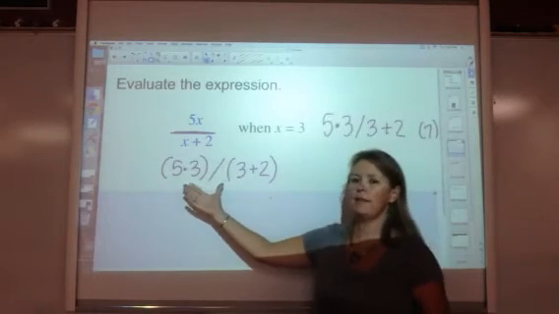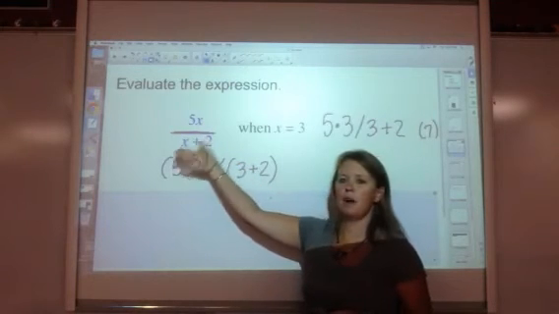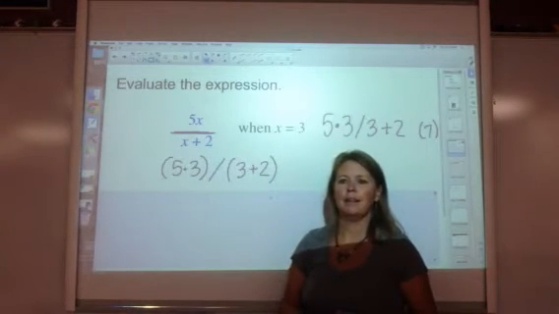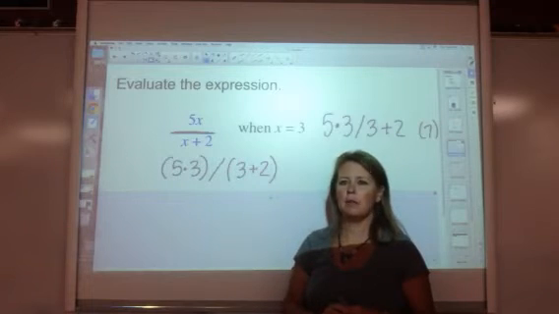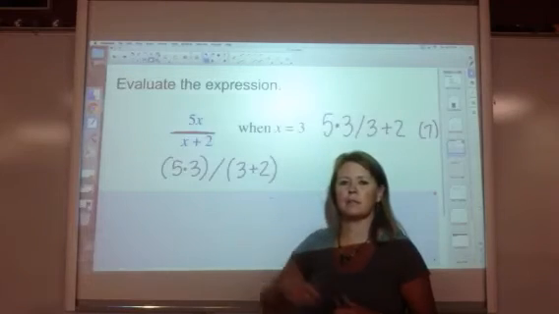And you may think, well, that takes more time than me just doing it in my head. 5 times 3 is 15, 3 plus 2 is 5. 15 divided by 5 is 3. Yeah, it might take a little bit more time to type this in your calculator, but it also saves you from making any kind of mental mistakes.